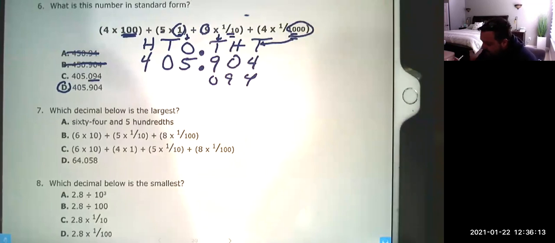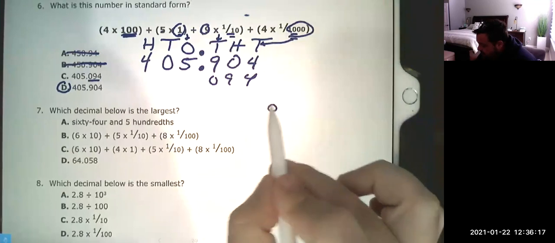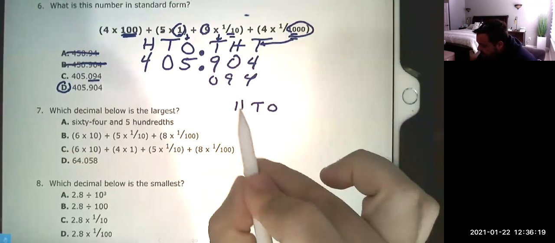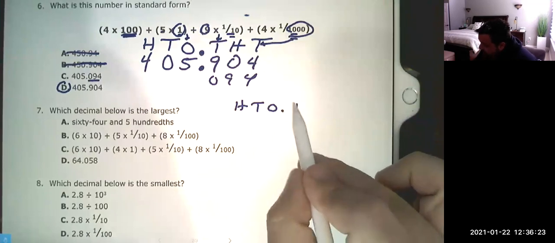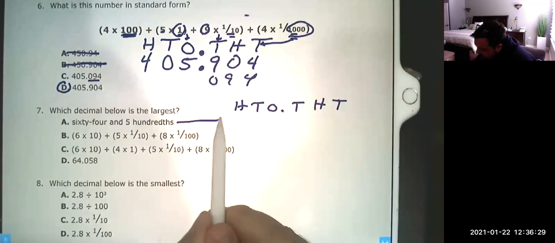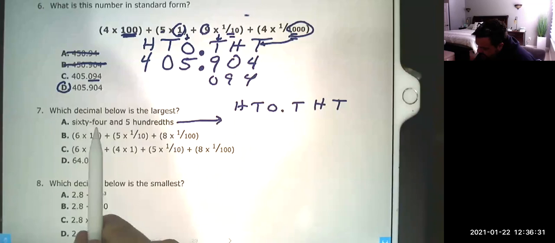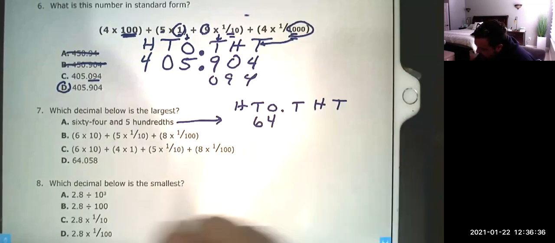Okay, so for number 7, you can do this a lot of different ways. I always just go to my chart. I mean, it's up to you. Ones, tens, hundreds, decimal, tenths, hundredths, thousandths. And now I'm just going to write out each one to see which one's the biggest. So I'm going to carry this one straight across. 64, 6 in the tens and 4 in the ones.